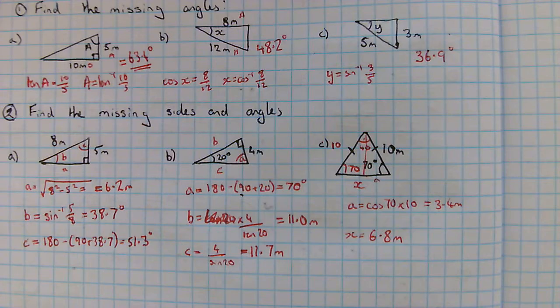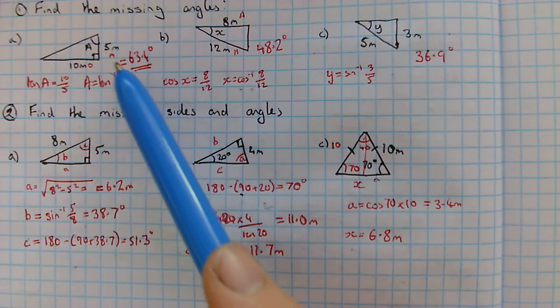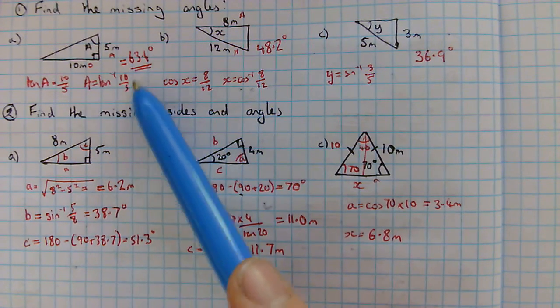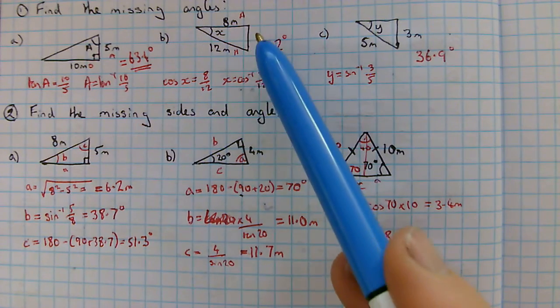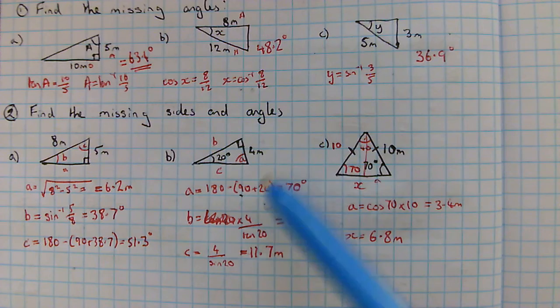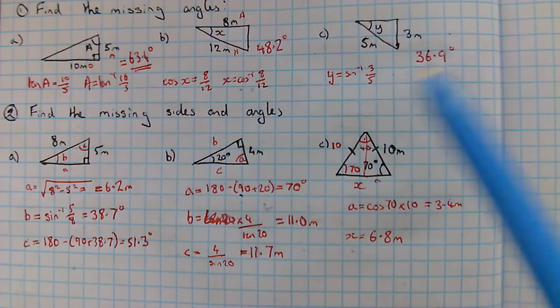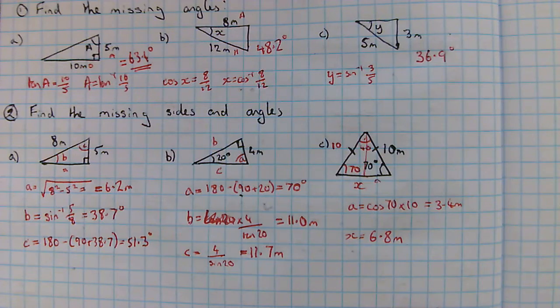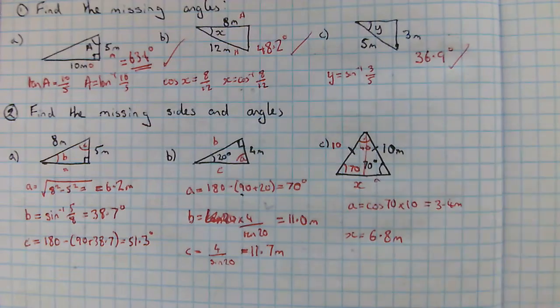Okay, so let's look at the first 3 to start with. I've got opposite and adjacent here, so I'm using inverse tan of the opposite over adjacent. Inverse tan of 10 over 5 gave me 63.4 degrees. Here I've got my adjacent and hypotenuse, so inverse cos of 8 over 12 gave me 48.2. And here I've got my opposite and hypotenuse, so inverse sine of 3 over 5. So hopefully we all managed to get those 3 angles correctly.